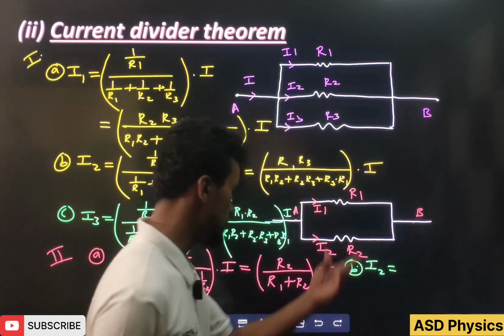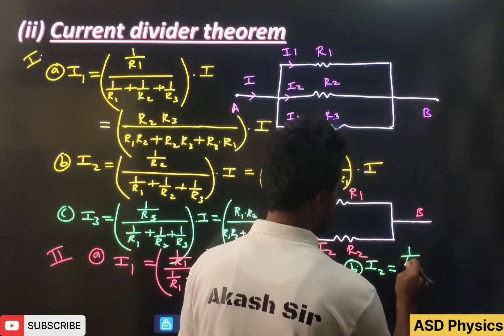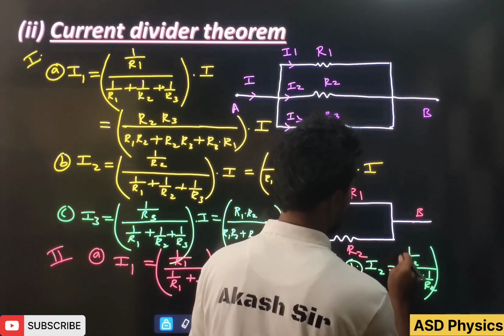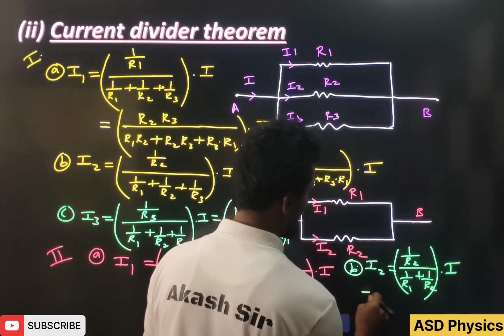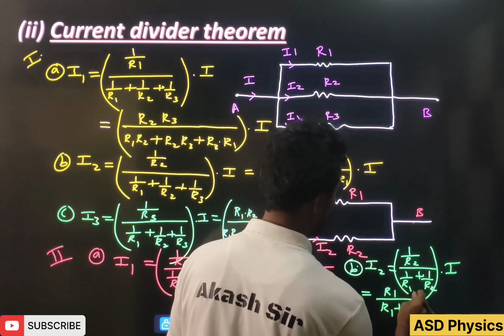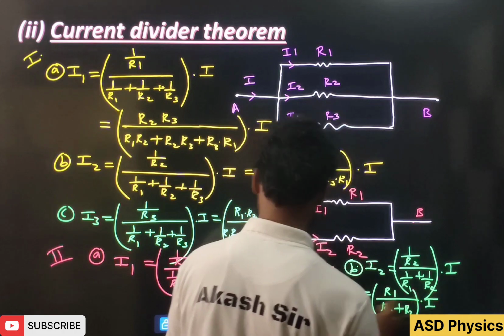I2. What will be the I2? Here I can write (1/R2) / (1/R1 + 1/R2) into I. Okay, and when you simplify further, you can write R1 by R1 plus R2 into I. Is it? I hope so.